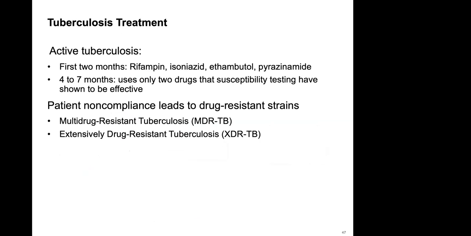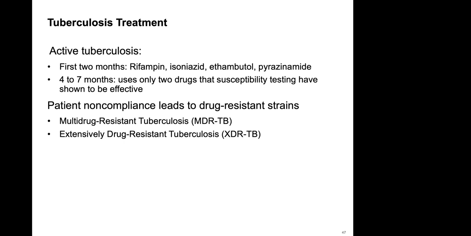Treatment: for the first 2 months, they'll give you antibiotics like rifampin, and then you'll go on to 4 to 7 months using 2 or 3 drugs, depending on susceptibility testing, to make sure that you don't end up with any drug resistance. Treatment can be up to 8 months' worth of antibiotics. It's not a quick course.